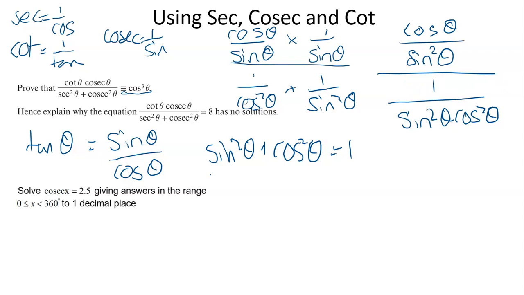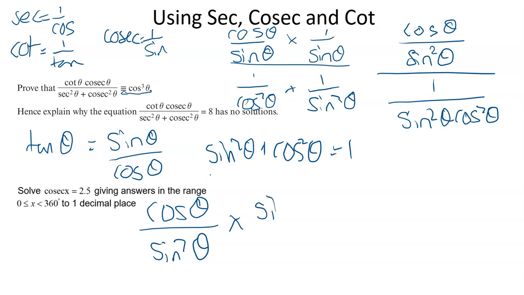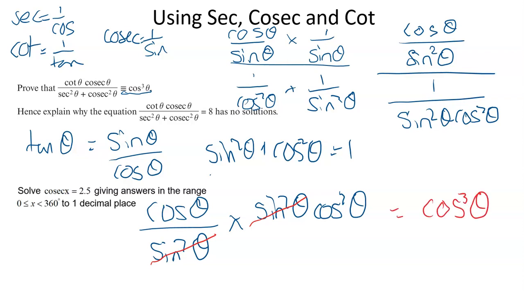And now we've got a fraction divided by a fraction. We'll do good old-fashioned keep, change, flip. So keep the first fraction, cos theta over sine squared theta. Change that divide to a times and flip this one around, sine squared theta cos squared theta all over 1. Well, we don't need that, so get rid of that one. And now we can do some cancelling: sine squared divided by sine squared is going to go, and cos times cos squared equals cos cubed theta, which is what they wanted. Perfect. So it's taken all the screen up, but there we are, no worries.